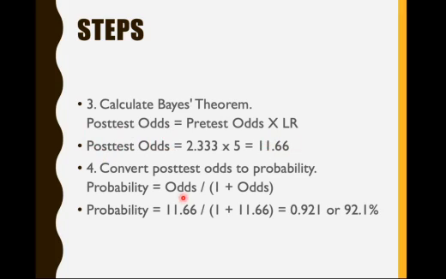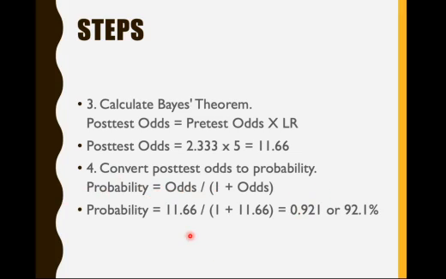11.66. Now we convert the post-test odds to post-test probability. The formula is probability is equal to odds divided by 1 plus odds. So that's the formula for the conversion from odds to probability.